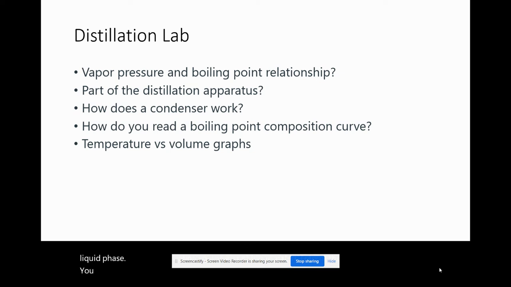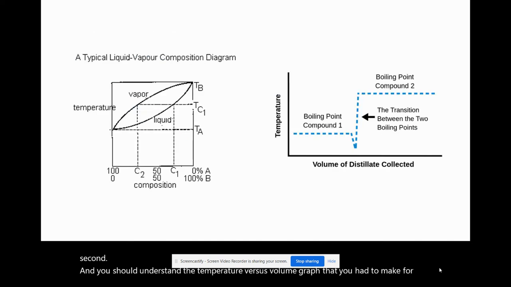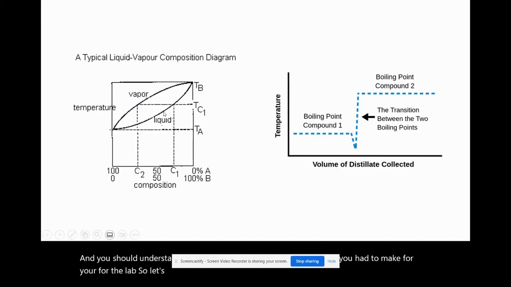You should know how to read a boiling point composition curve, and I'll go over that in a second. And you should understand the temperature versus volume graph that you had to make for the lab. So let's start with the boiling point, the vapor pressure, the composition curve.